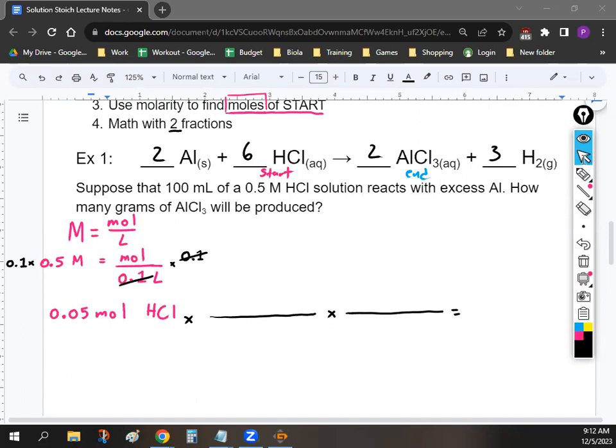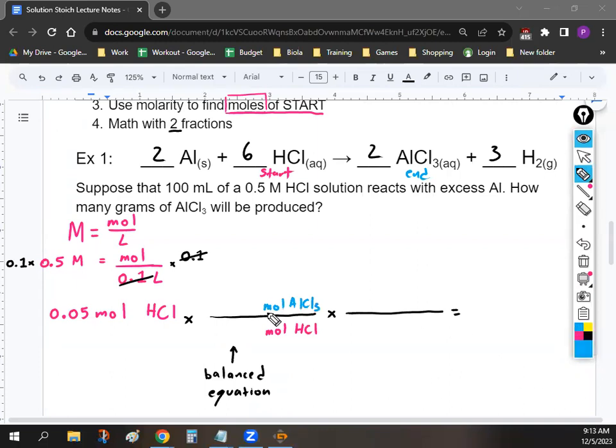All right, so let's set up this first fraction right here. You want to get rid of moles of HCl. So on the bottom right here, you're going to put moles of HCl. And what you want to do is turn it into AlCl3. So we're going to put moles of AlCl3. So this fraction is pretty much the same thing as the second fraction in regular stoichiometry, where you turn moles into moles of the other chemical. What that means is you're going to get the numbers for this fraction from the balanced equation.